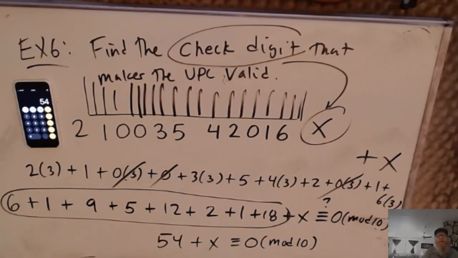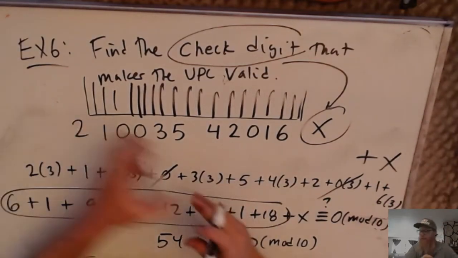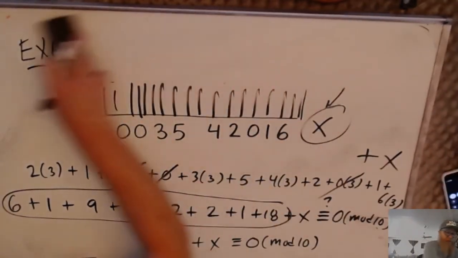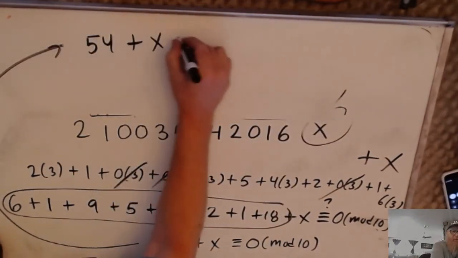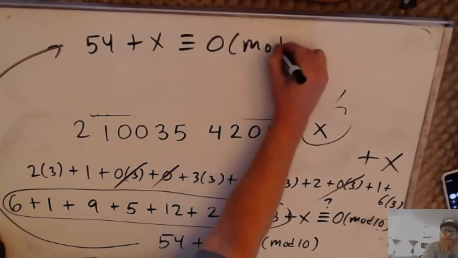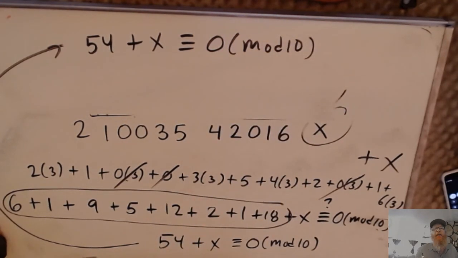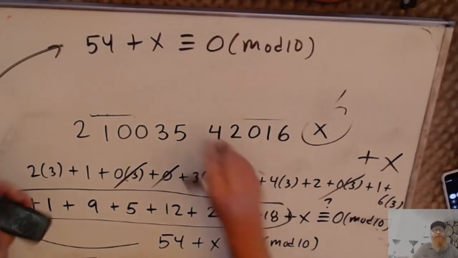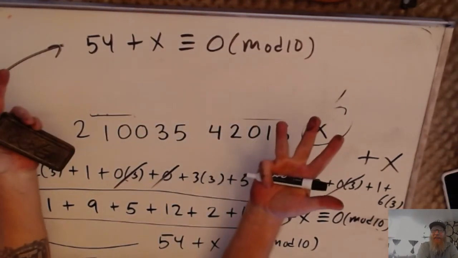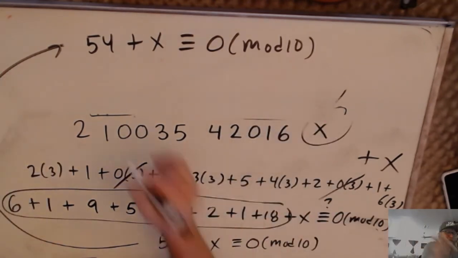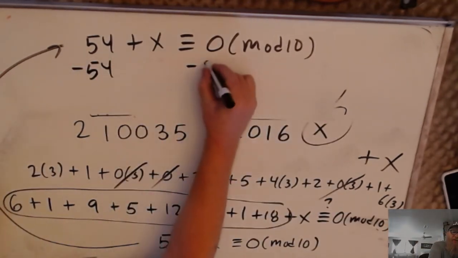All right, so now you're going to solve this equation for x. I've got 54 plus x is congruent to 0 mod 10. You probably can guess what it's going to be, right? 6. Yeah, you can even just do mental math. 54 plus 6 would be 60, and that's a multiple of 10. But in case you don't get the mental math, I'll show the steps.